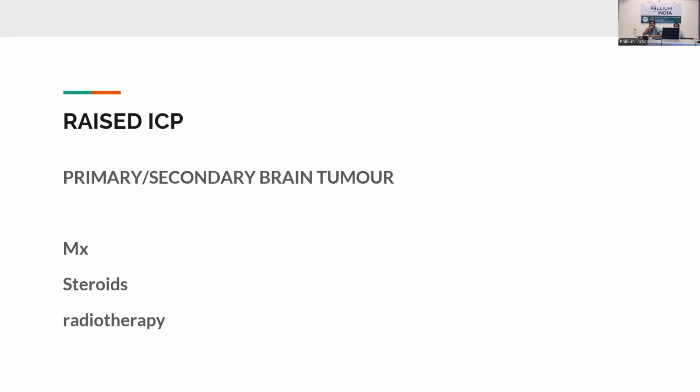Here, if you give one-time ondansetron, will it work? No. Understood? If you give a patient having brain tumor coming with nausea and vomiting ondansetron TDS for 3 days, will it work? No. So you should know why that is causing vomiting. The patient is having raised intracranial pressure.